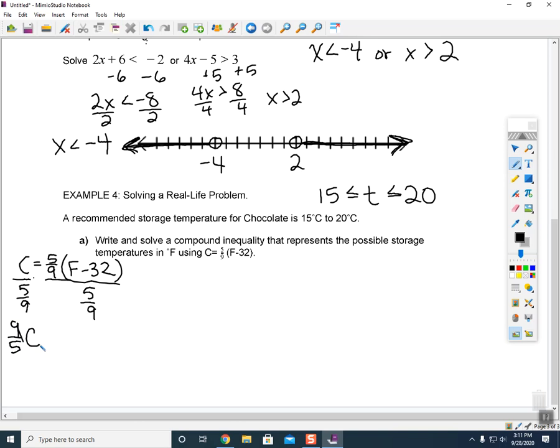I've got 9/5 C equals F minus 32. Now to get my Fahrenheit by itself, I'm going to add 32 to both sides. Add 32, add 32. So my new equation then is F equals 9/5 C plus 32.